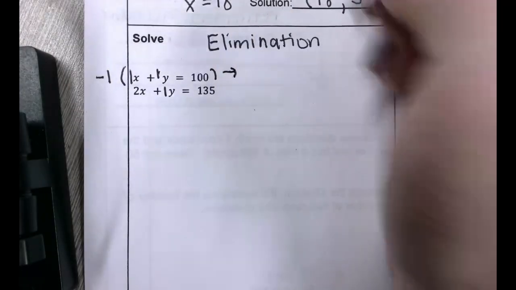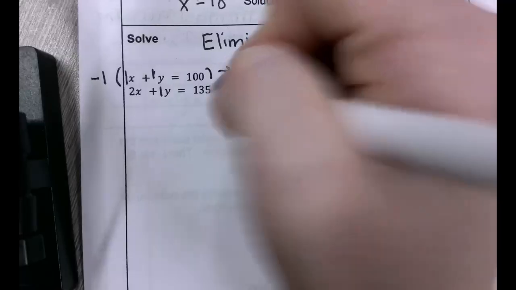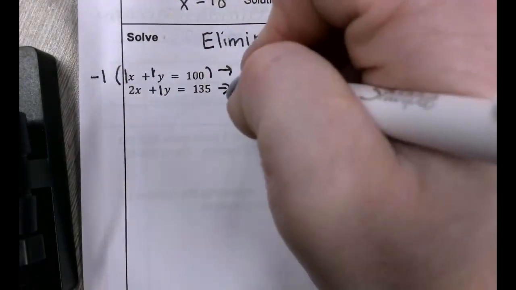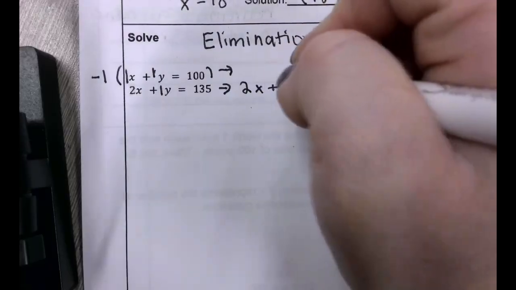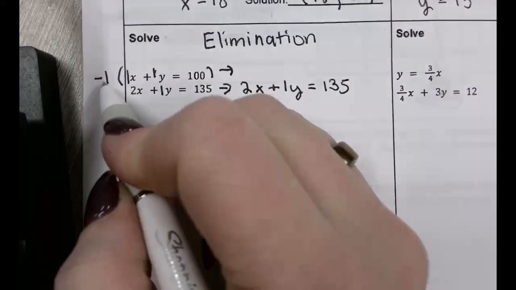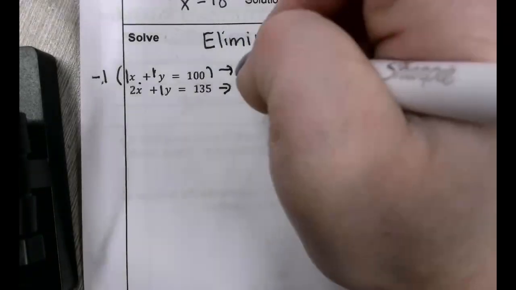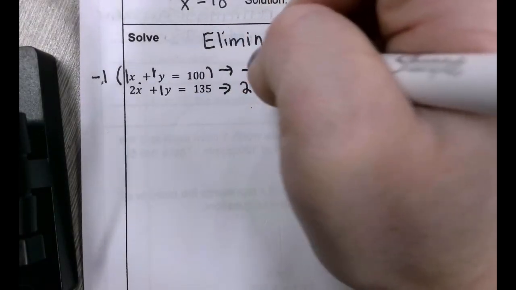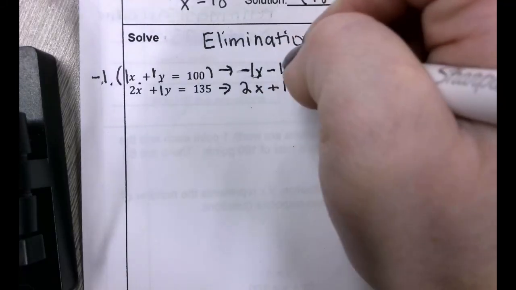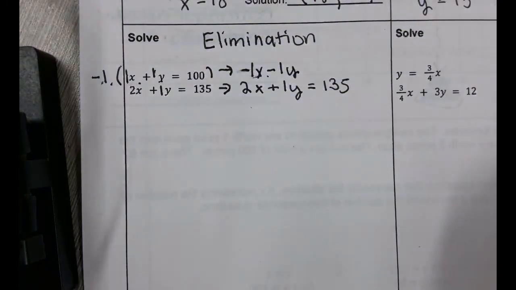I always like to write stuff horizontally, because it helps it make more sense in my brain. So I'm just going to copy this equation over here. And then I'm going to go very slowly. So I'm going to do -1 times 1. -1 times 1 again. Notice that became a -1y now.